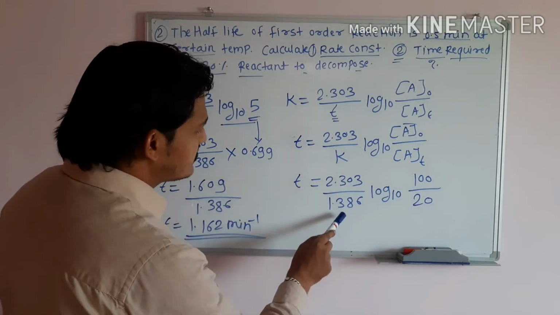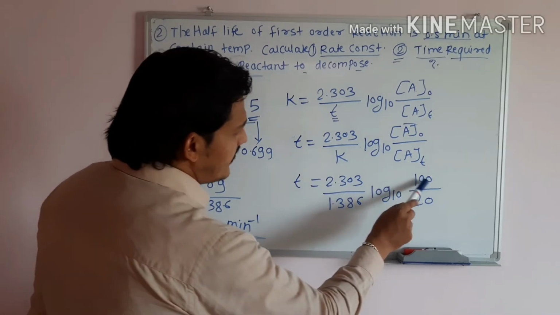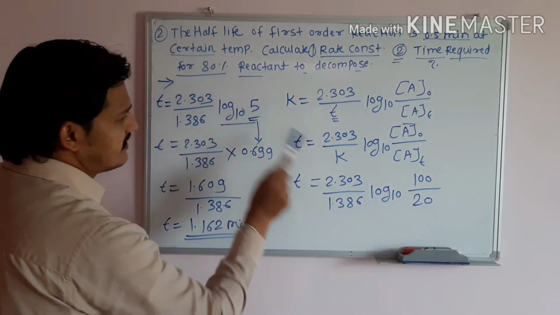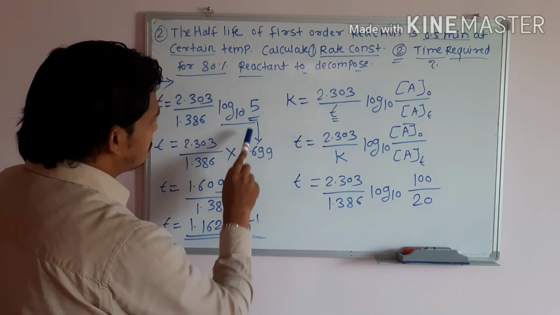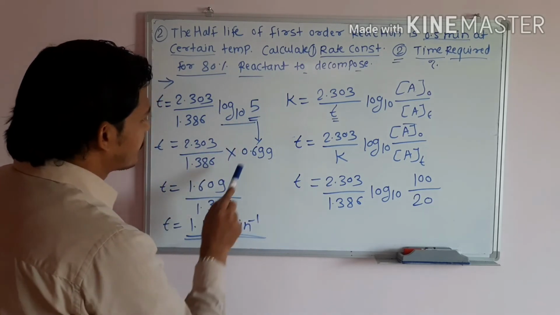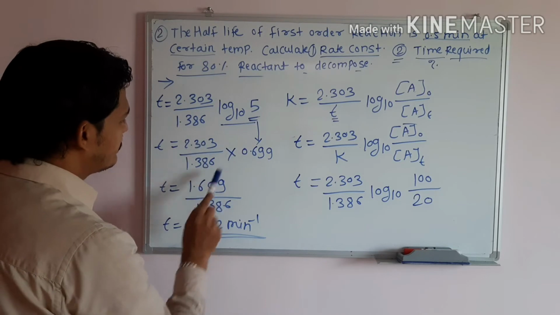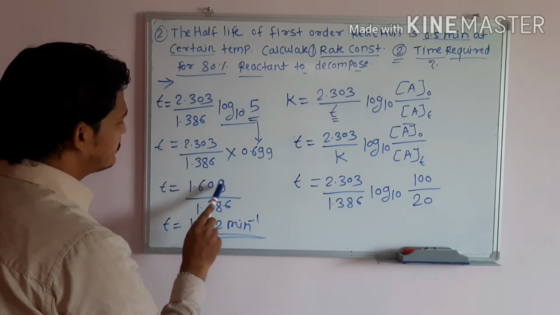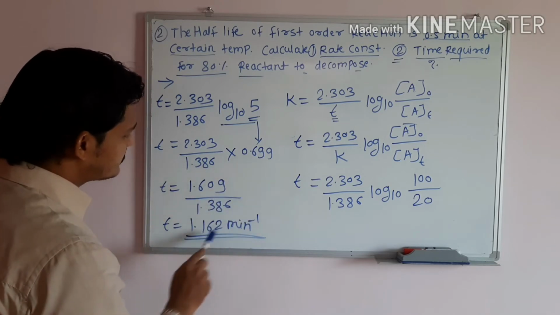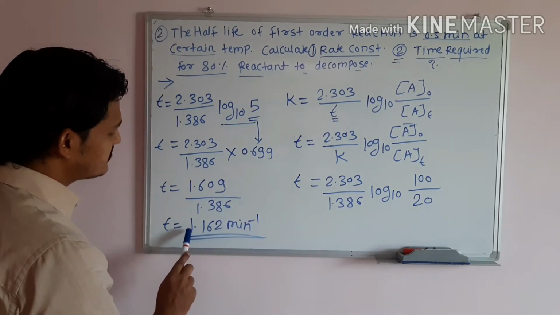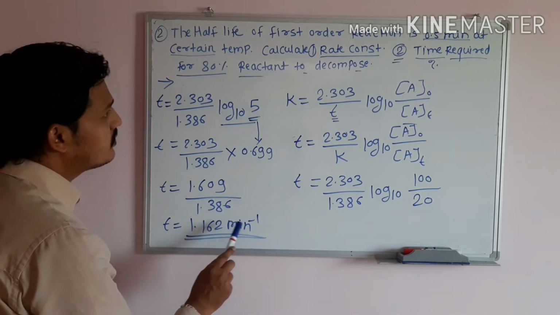ओके, आहे तसं लिहिलं, K ची व्हॅल्यू टाकली, 100 भागिले 20, याचं उत्तर 5. पुन्हा लॉग टू द बेस 10 5, 5 ची कॅरेक्टरिस्टिक 0, 5 चा लॉग 0.699. त्या दोघांचं मल्टिप्लिकेशन केलं तर एवढं आलं, 1.609 divided by 1.386. So what is the calculation? And the final answer is 1.162 per minute.